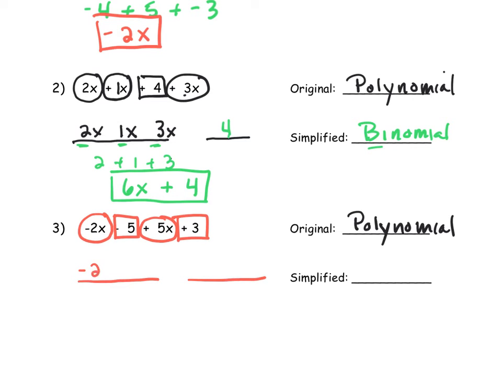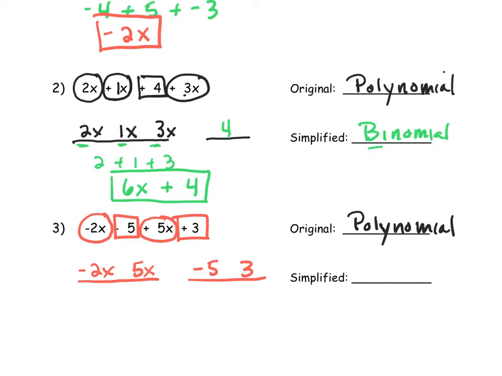We have negative 2x, and we have positive, we're going to use our plus sign as positive 5x. Then, again, I see minus 5, but I'm going to use that as a negative 5. And I see plus 3. I'm going to use that plus 3 as a positive 3. So we're using our plus and minus signs interchangeably with negative and positive signs.